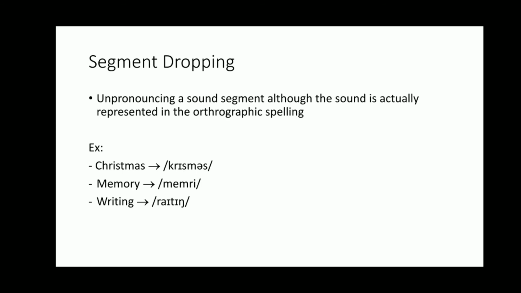The last is segment dropping. Segment dropping is not pronouncing a sound segment even though the sound is actually represented in the orthographic spelling. For example, when we read the word Christmas, the letter t is not pronounced, so we will read it Chrismas, not Christmas. The second, memory, when we read memory, the letter o is not pronounced, so we will read it mem-ry, not memory. Another example is writing. When we read writing, the letter w is not pronounced, so we will read it riting.